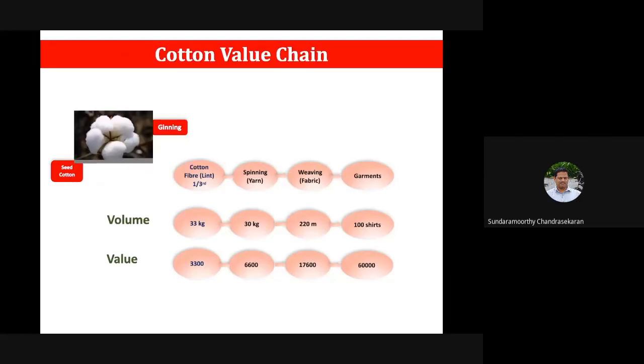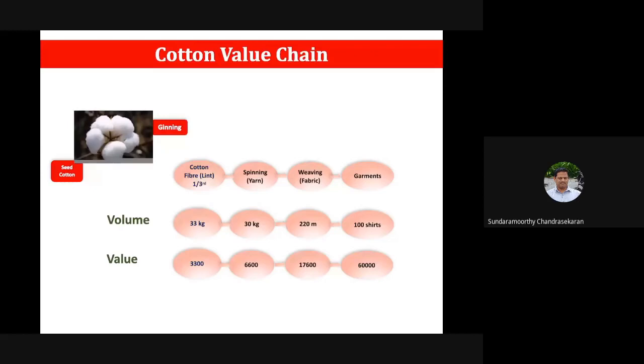So we'll be able to get almost 30 kg of cotton yarn, which, if it is woven into fabric, gives 220 square meters of cloth. Assuming that almost 2.2 meters is required for making a shirt, from this we can make 100 shirts. This is the average calculation, because cotton has distinct qualities of different counts. Taking an average quality of produce, from 33 kg of lint we can make 100 shirts.